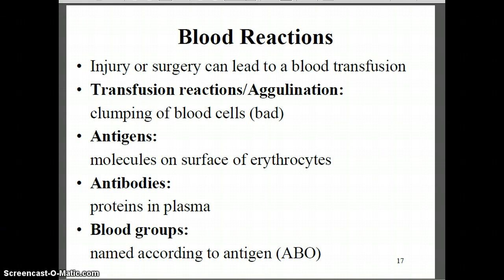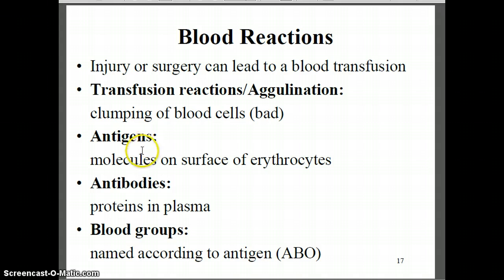All right, let's take a look at blood reactions, negative reactions that can occur. Transfusion reactions, or agglutination, is the clumping of blood cells. This is bad. If you have a blood transfusion, you do not want agglutination. Why? Because that will clog your vessels and can lead to cellular destruction and even death. So you want to make sure that there is cross-matching before you receive a transfusion.